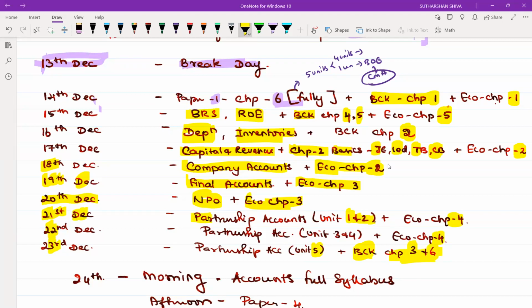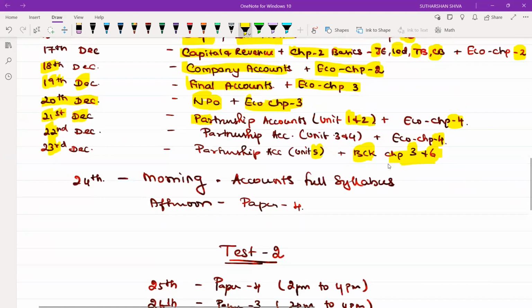If you want any slight adjustments, you can make them from this schedule. Someone asks: Sir, I am already done with Unit 1 and 2. Shall I directly go to Unit 3 and 4 in partnership accounting? Yes, you are welcome to. But make sure Unit 1 and 2 you are very strong in. You may get a question for 5 marks or 6 marks or 10 marks from it.